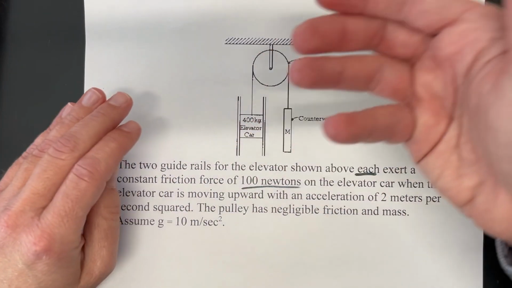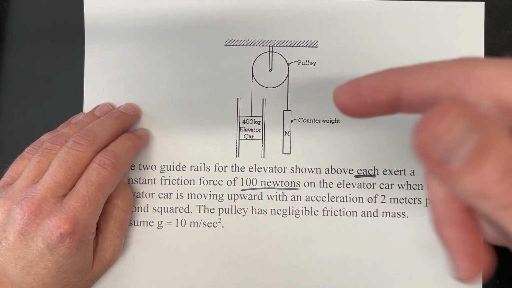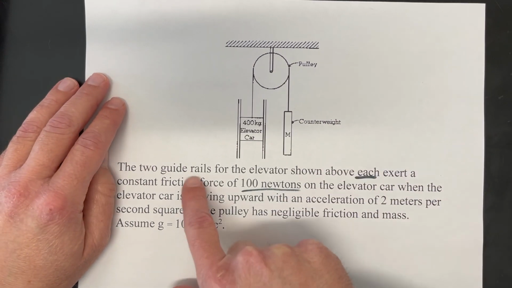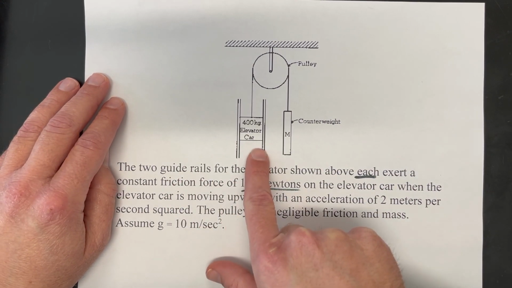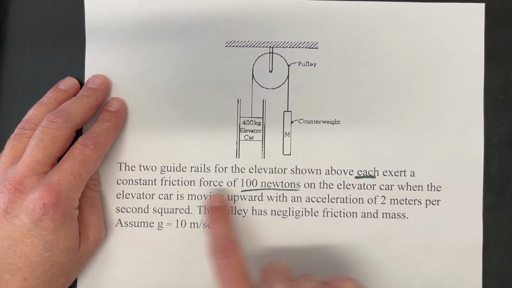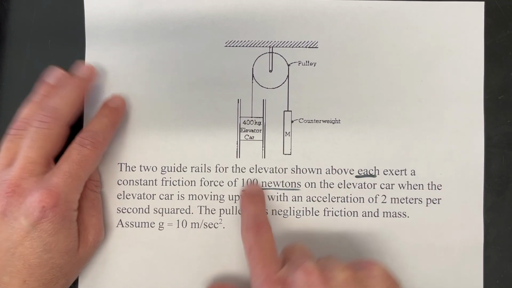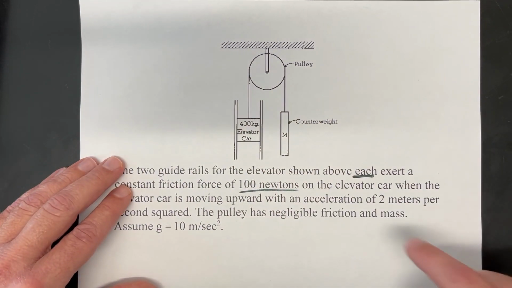Hey everybody, let's look at this one from 1976. This is an oldie but a goodie here. It says the two guide rails for the elevator shown above each exert a constant friction force of 100 newtons. So each guide rail, 100 newtons.